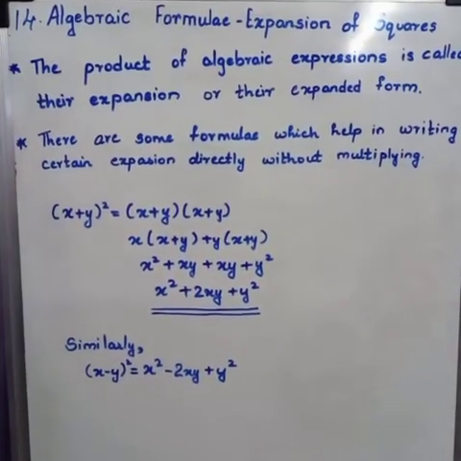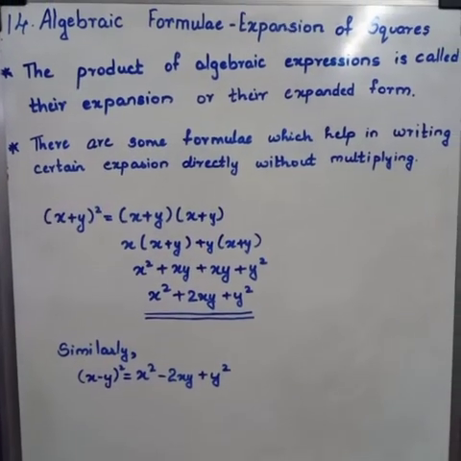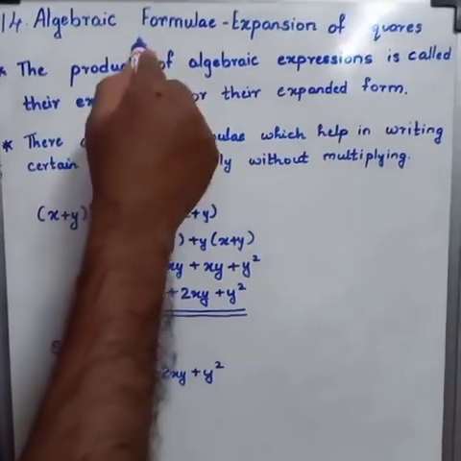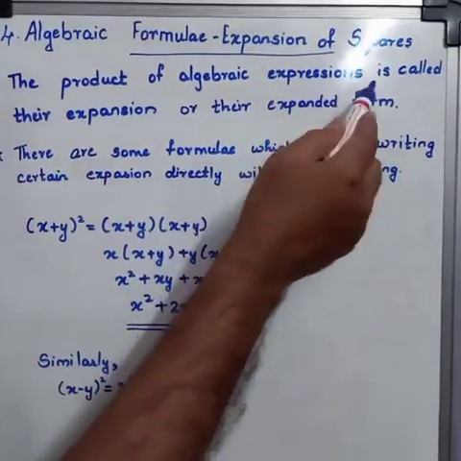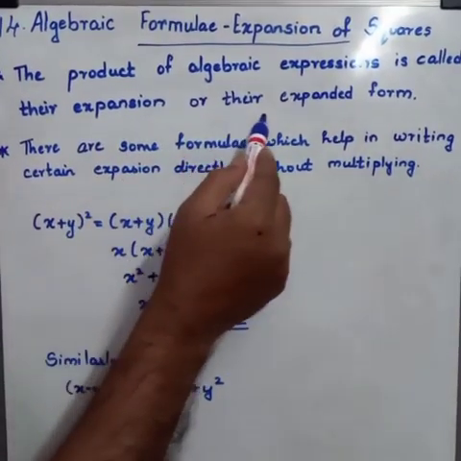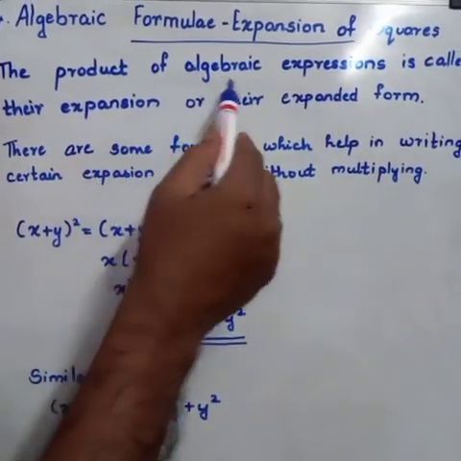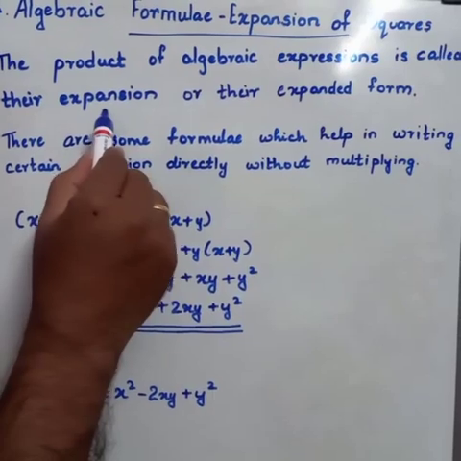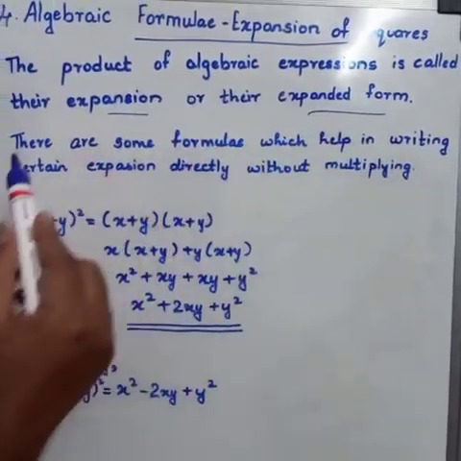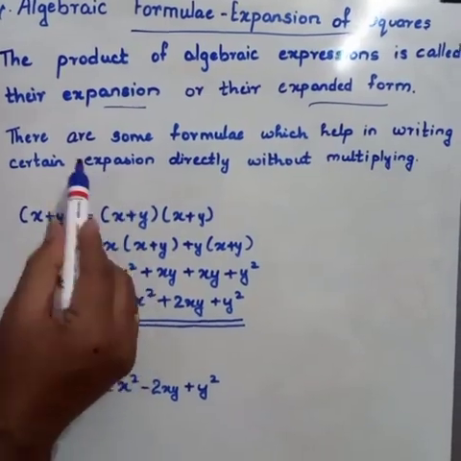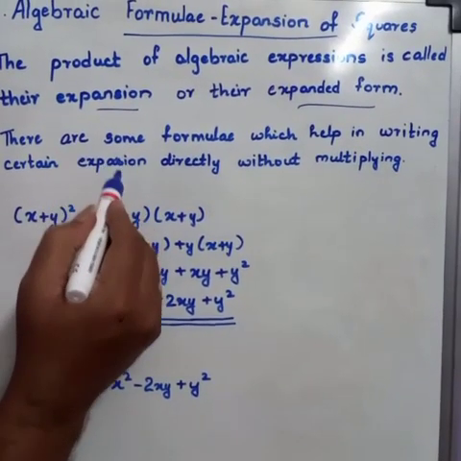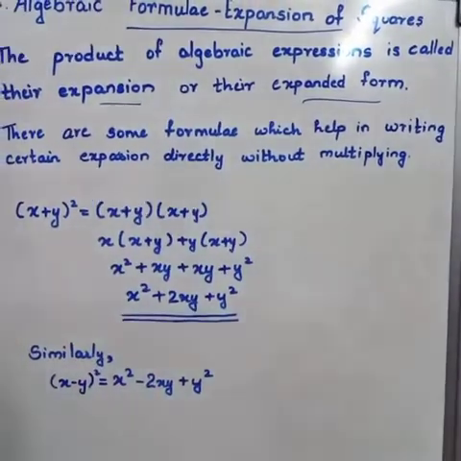Good morning students. Today we are going to start with the 14th lesson, algebraic formula expansion of squares. In this, the product of algebraic expression is called the expansion or the expanded form. We can write the algebraic expression in the expansion form or expanded form. There are some formulas which help in writing certain expansions directly without multiplying.